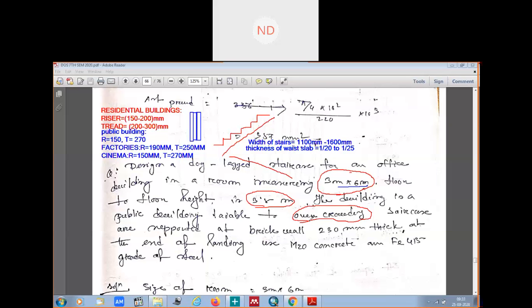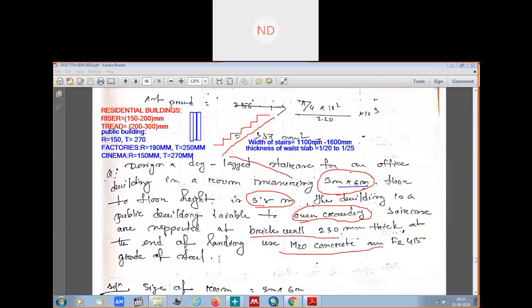So with the help of this, we can assume our risers and treads. Then we have a staircase supported at brick walls 230 mm thick at the end of landings. Now also use M20 concrete and Fe415 grade of steel.